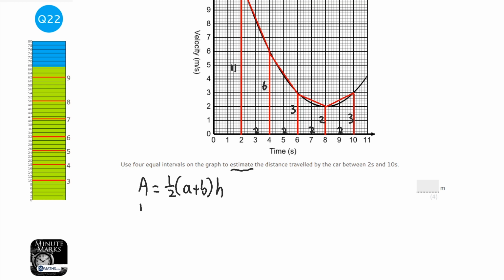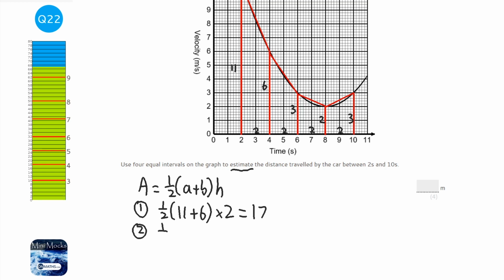So what I would do is just number the trapeziums that I'm doing. So I'm going to do number 1. Now number 1 is going to be half 11 plus 6, because a and b are the ones on the left and right of the trapezium, times 2. I can use my calculator for this, so it's 17 divided by 2 times 2. I don't know why I'm dividing by 2 and times by 2. It's just going to be 17, because the half and the 2 will cancel out. So the second one is going to be half, and this time it's 6 plus 3 times 2. We know the half and the 2 will cancel out, so that's just going to be 9.